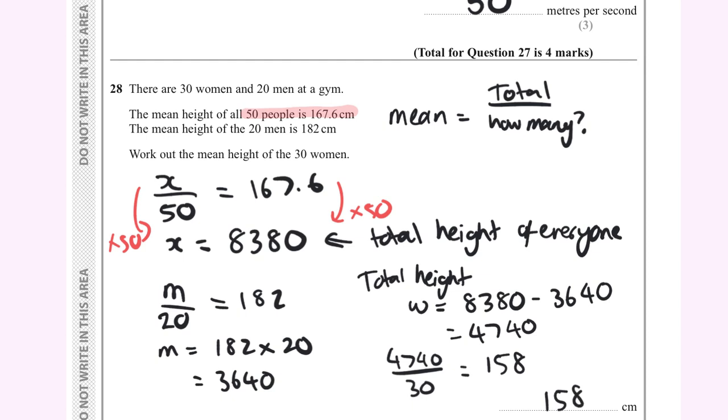And think about it a little bit logically. That number makes sense because it's a bit lower than the mean for everyone, and it's lower than the men, because women are generally shorter. But it's not crazy small and it's not crazy big. So that fits, so I'm happy with that number.